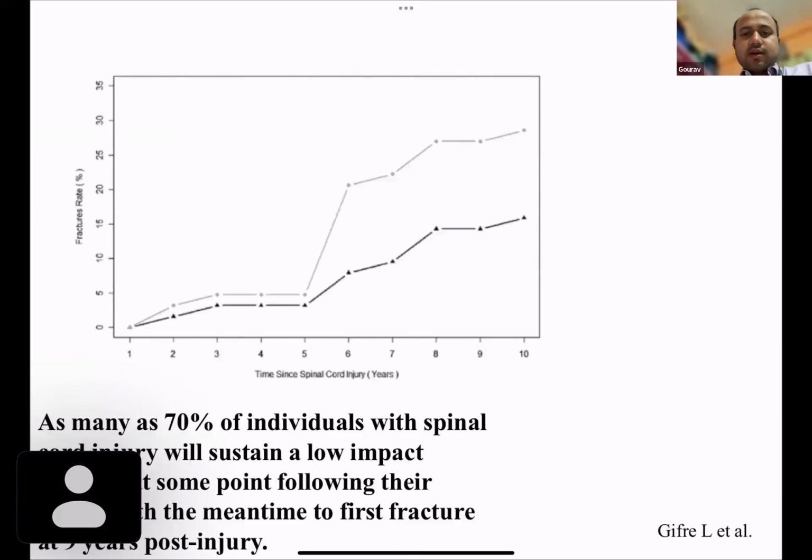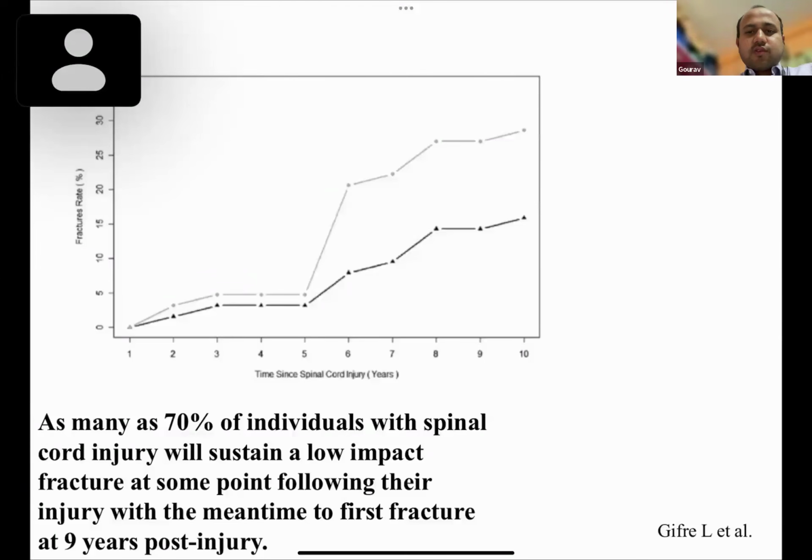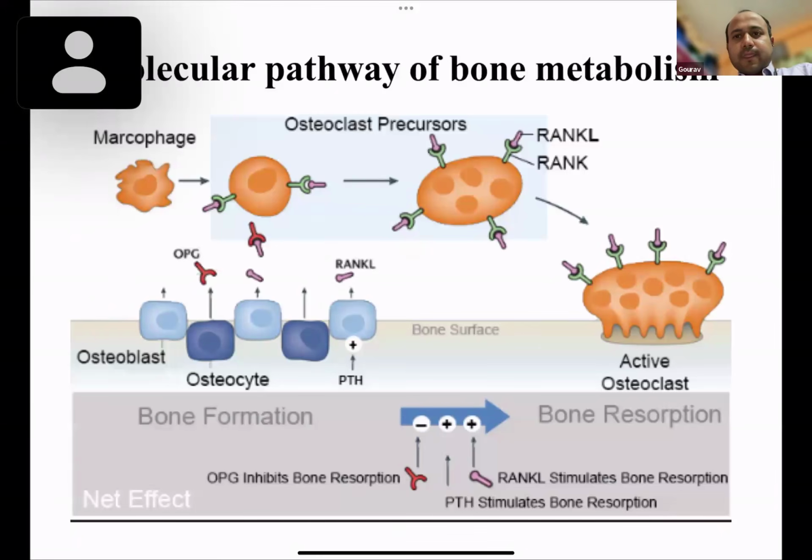As many as 70% of individuals with spinal cord injury will sustain a low impact fracture at some point following their injury, and usually it occurs at around 9 to 10 years. So as the duration progresses, you can see that in the first 5 years the risk of fracture is lesser, and as you go to 7, 8, or 9, 10 years, the fracture risk is increasing.